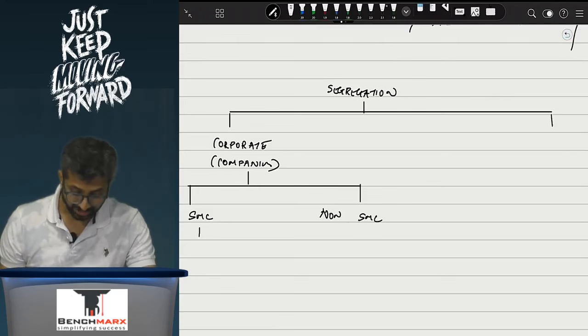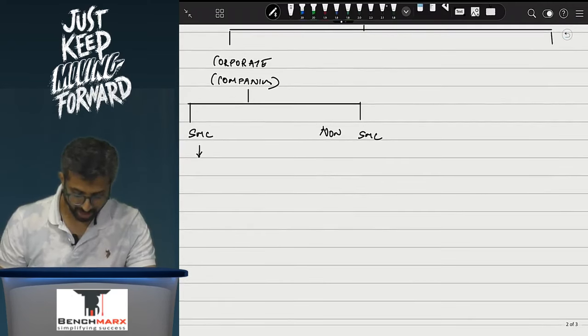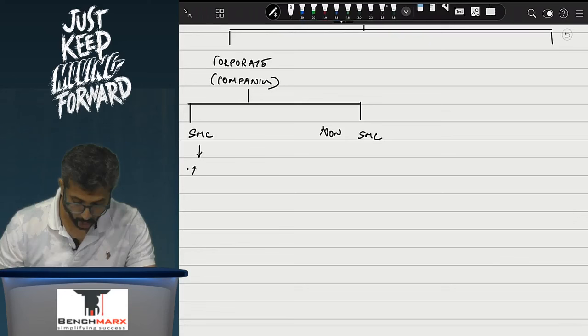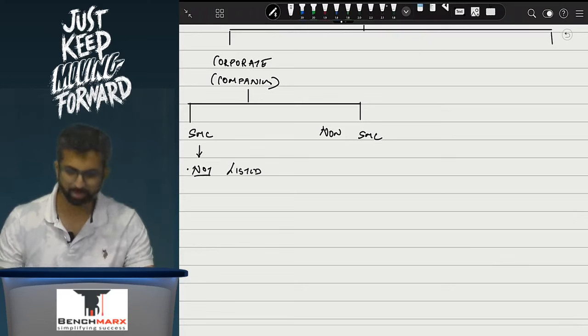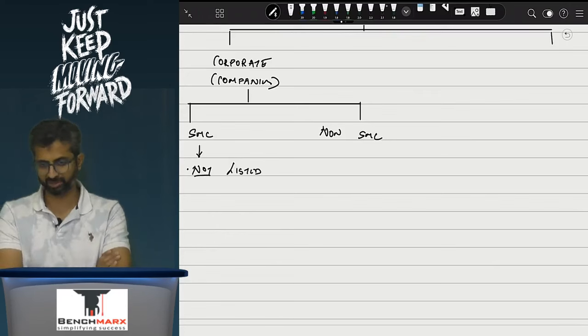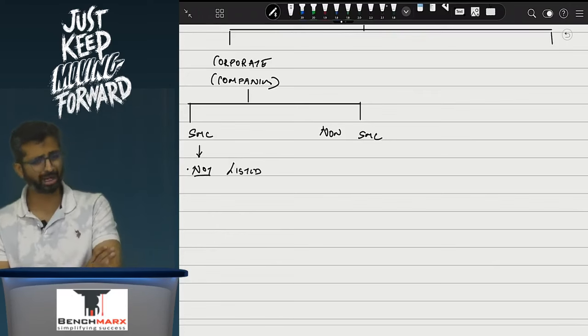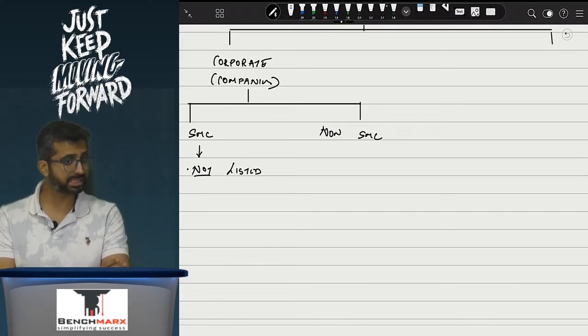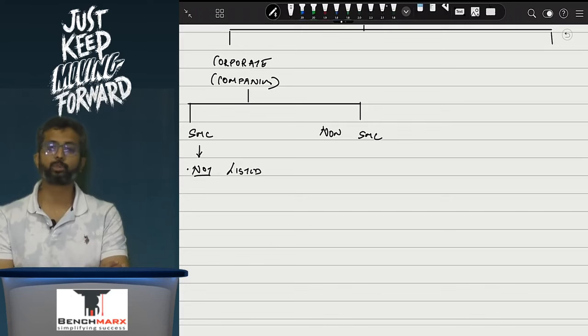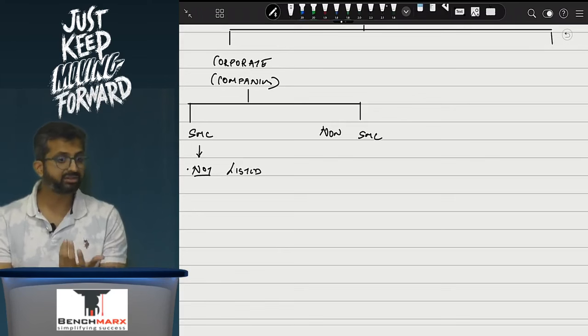What is an SMC? This is for company level. Okay, what is an SMC? An entity which is not listed. Any of its securities should not be listed, or it should not be in the process of listing. Like Zomato. Are you aware Zomato is listed on the stock exchange? Can Zomato be called an SMC? No. Why? Because it is listed.